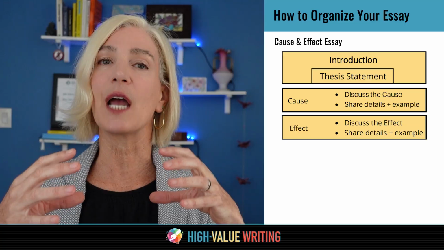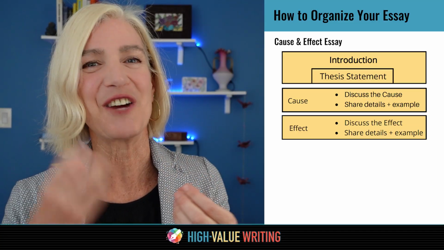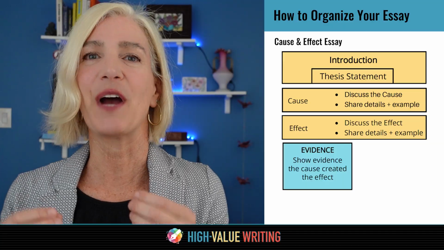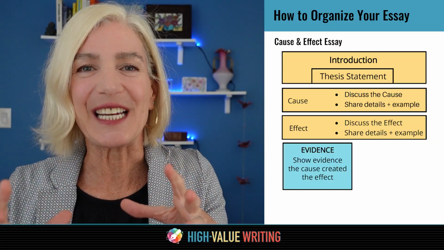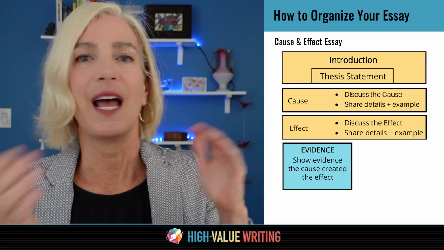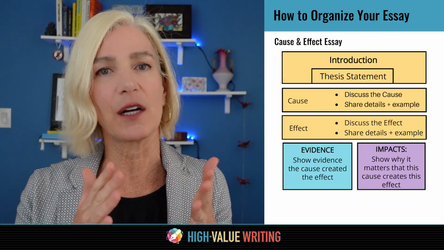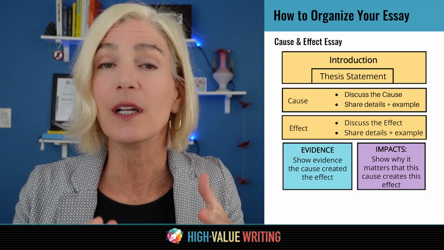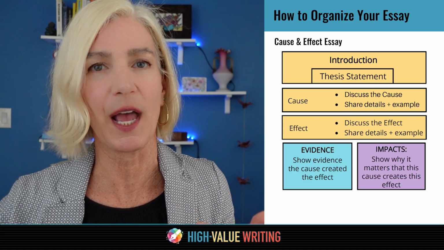Okay, well now it's time for me to prove that one created the other or one resulted from the other. So I have an evidence paragraph. What is my evidence that A led to B or B resulted from A? And then secondly, another paragraph, what are the impacts of that cause and effect? Why does it matter that A is causing B or that we're getting B as a result of A?